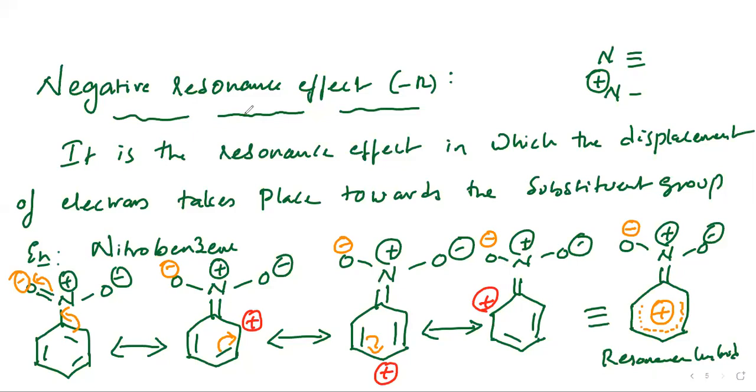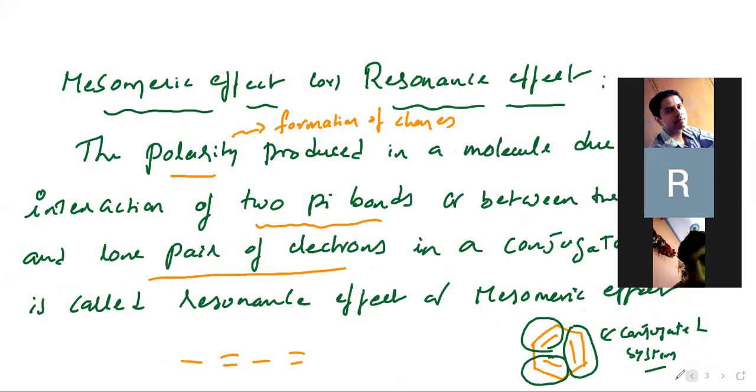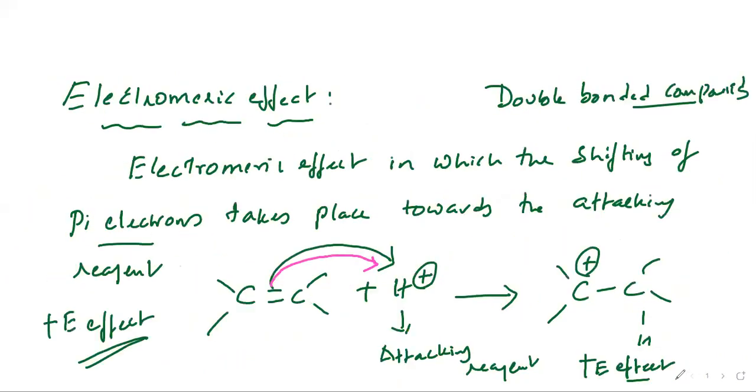So let us once again see from the beginning what we have discussed. In today's class, we have discussed the electromeric effect. The electromeric effect can be seen in double bonded compounds. Here, shifting of pi electrons takes place towards the attacking reagent. This we call the electromeric effect. So here, in the alkene, the pi bond is shifted towards the H plus attacking reagent, and thereby you are going to get the positive charge. Carbon is going to get the positive charge.